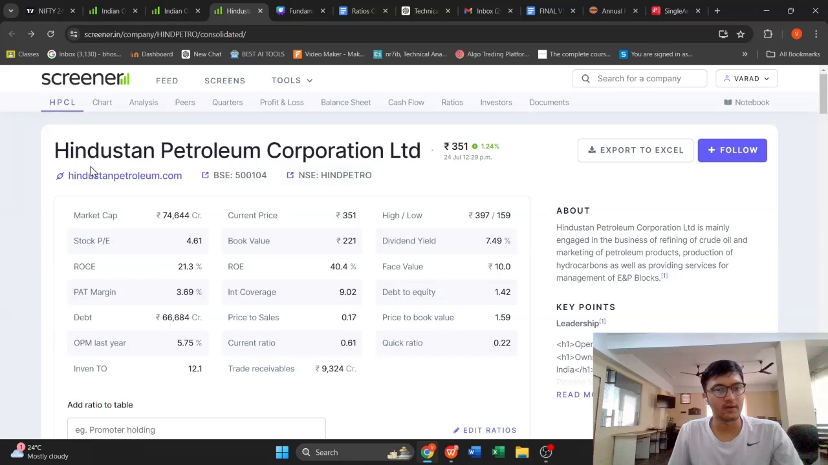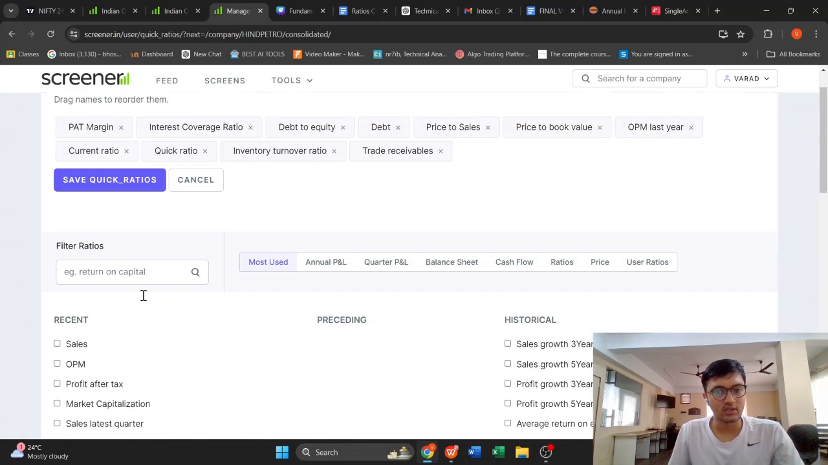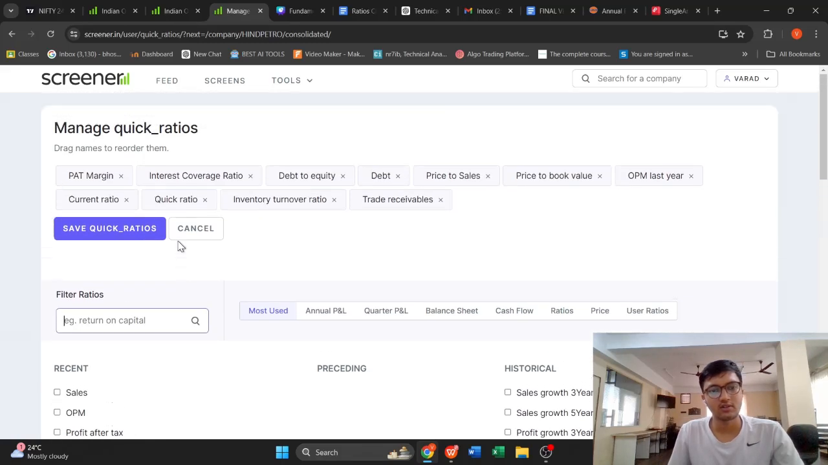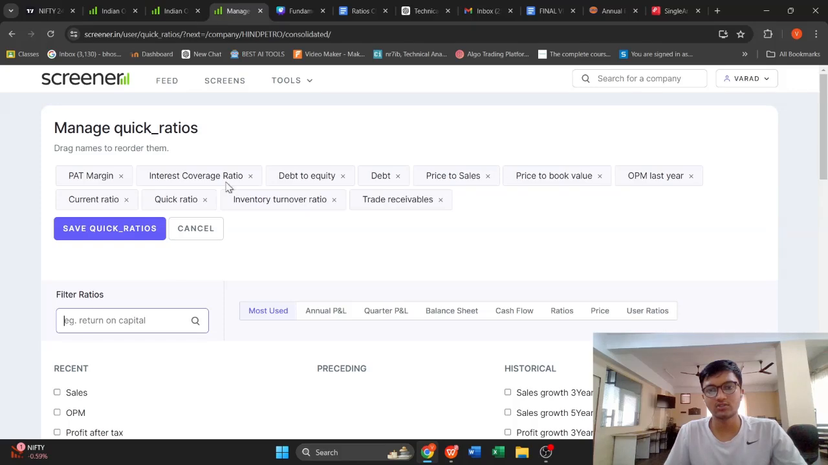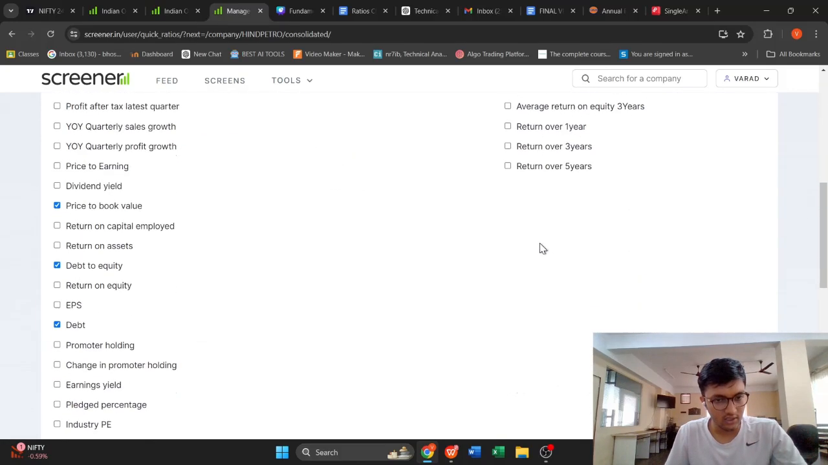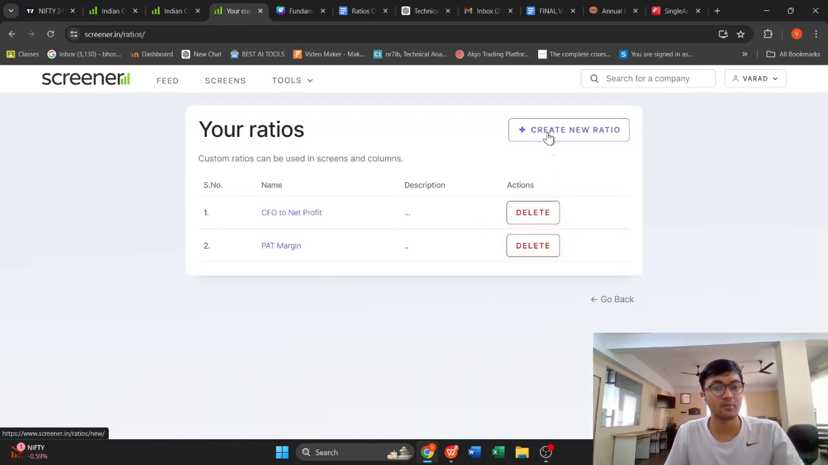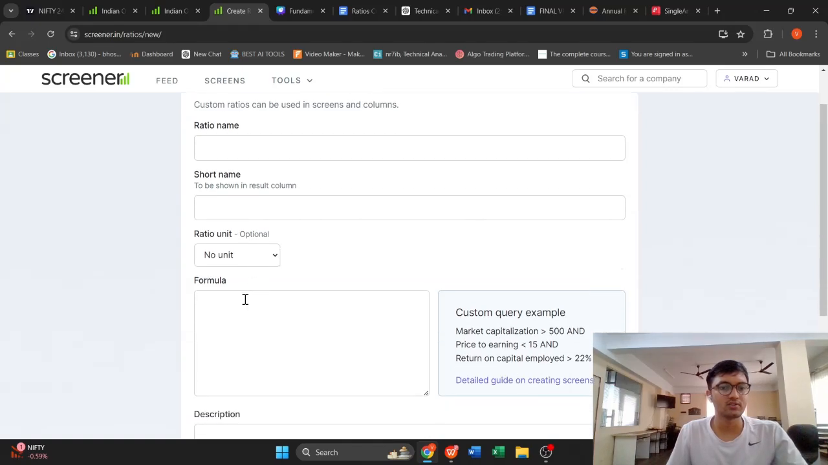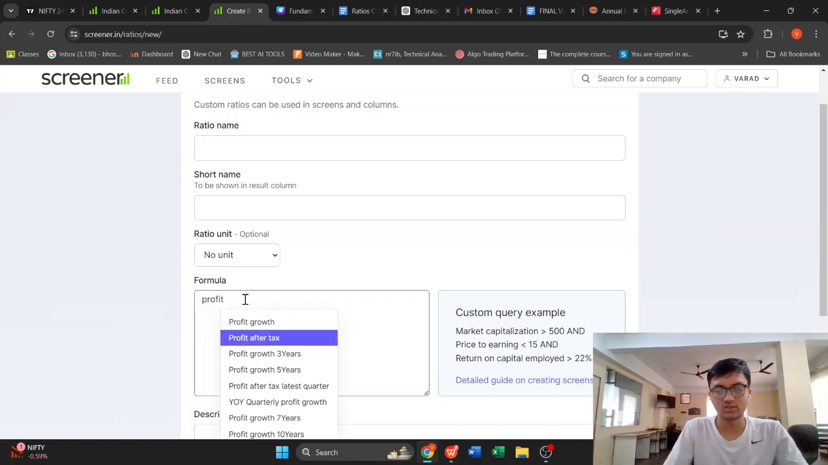In this, you will be able to add your ratio, edit ratio, and click on it, and you will be able to make a change. Let's say I want to create a quick ratio. So these are the ratios that I've created in this particular screener. Let's say you want to add one, create new ratio. You can create a new ratio from here, and in this case, I created PAT margin. So profit after tax divided by sales. Like that you can write, and you can use the screener.